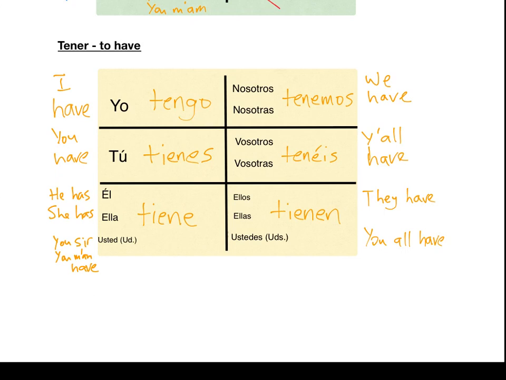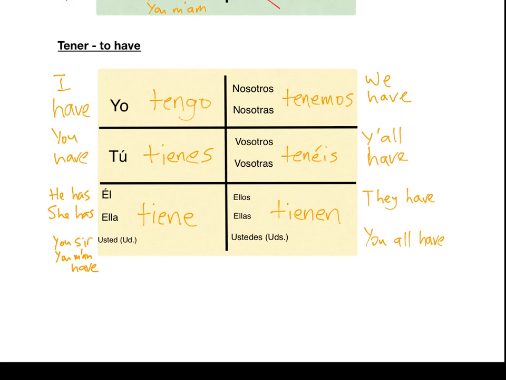And again, conjugations are the forms of the verb, and in Spanish we have 6. The pronunciations for these verb forms, these conjugations, are yo tengo, tú tienes, él, ella, or usted tiene, nosotros tenemos, vosotros tenéis, and then ellos, ellas, or ustedes tienen.